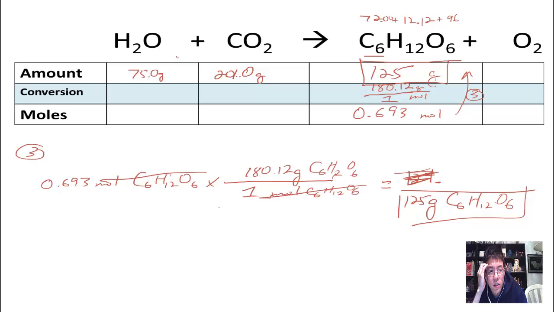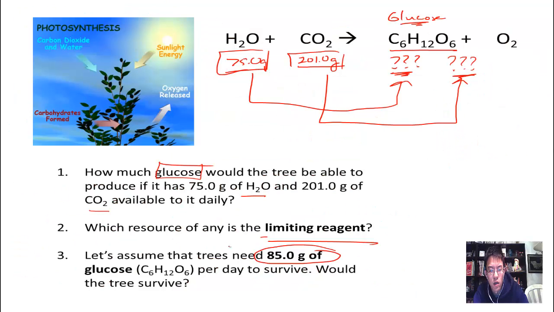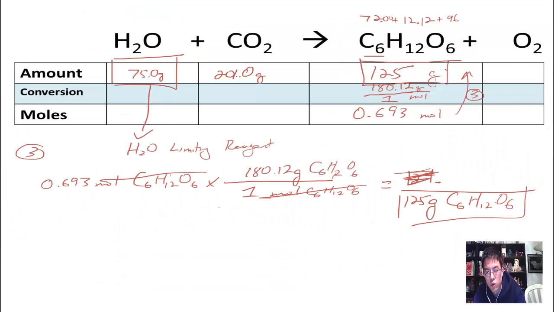Now, if you recall, it's because the H2O was the limiting reagent, or reactant, and prevented us from creating more glucose. And then the last question was: if each tree needs 85.0 grams of glucose to survive per day, well, this one can produce 125 grams. So it looks like this tree would be A-okay to survive on a planet like Titan, given those circumstances and data that we've collected. All right, so that's the limiting reagent problem.